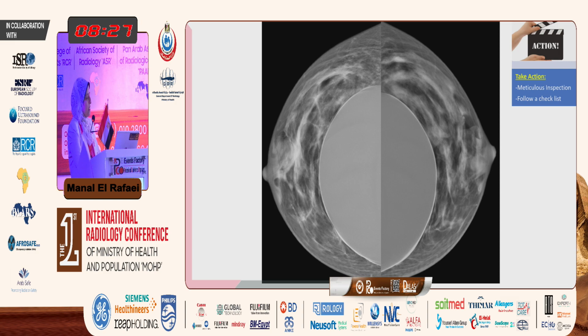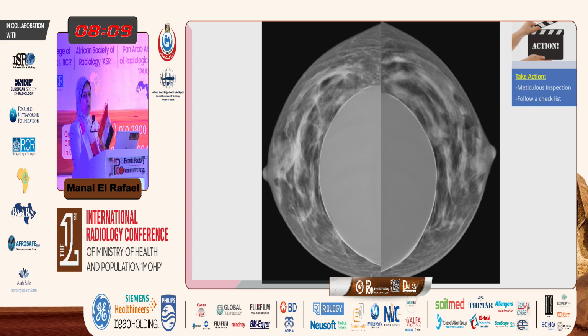So the next step, we have to take action. What's meant by taking action? This is at the time when the patient has finished the examination and you have to make the diagnosis. So you have to follow two ways. You have to make a meticulous inspection, besides following a checklist so that you don't miss anything.